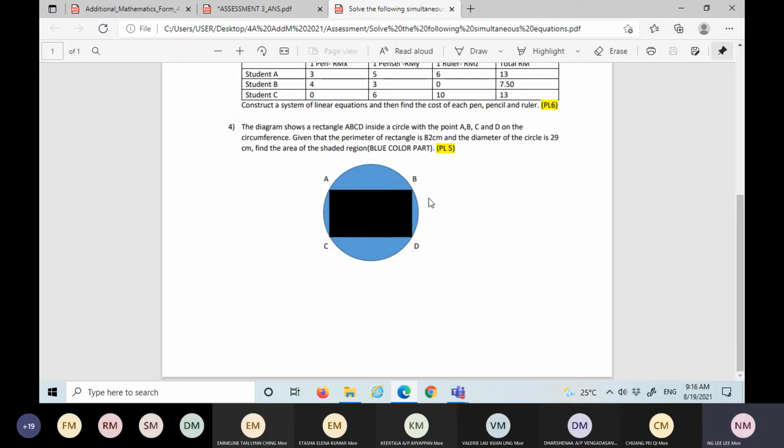This is a rectangle ABCD inside a circle, with the points A, B, C, D on the circumference. Given that the perimeter of the rectangle is 82 and the diameter of the circle is 29 centimeters. One important thing you have to know: the diameter is actually the diagonal of the rectangle. If you know this, then you are able to build one of the equations. Find the area of the shaded region, the blue parts. Let us see the answer.